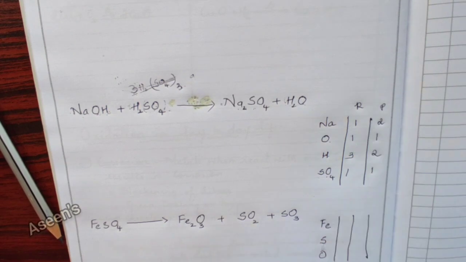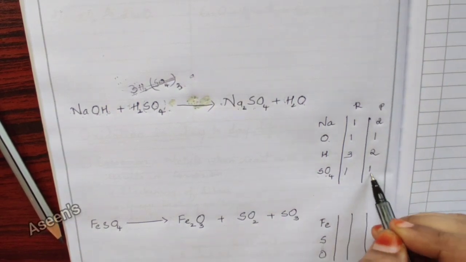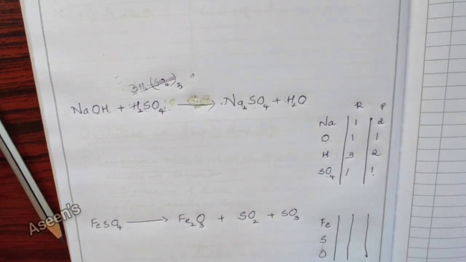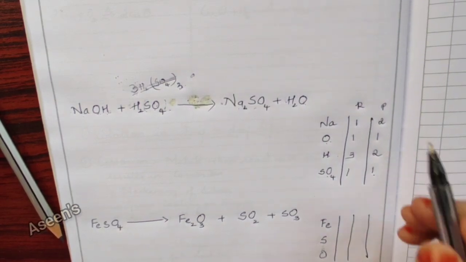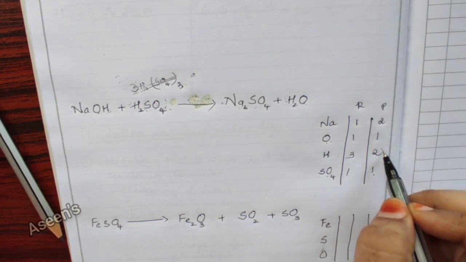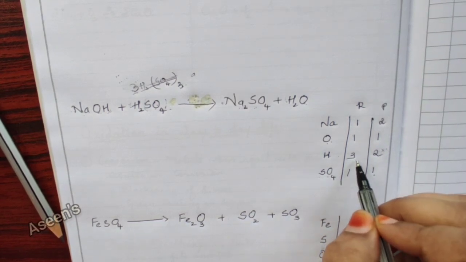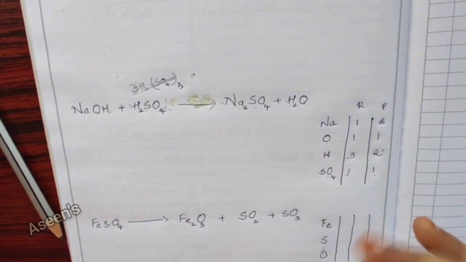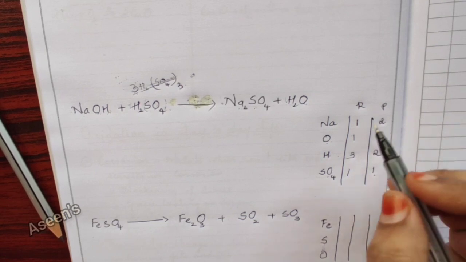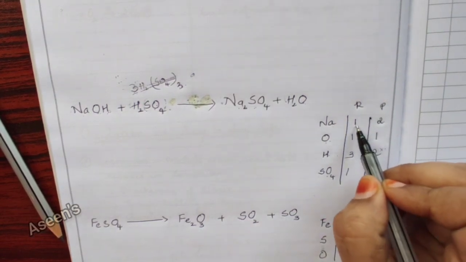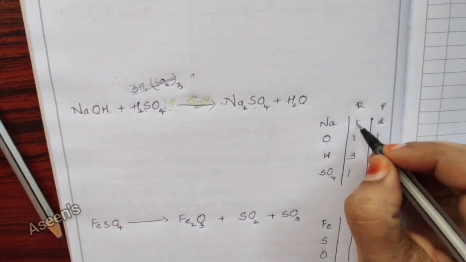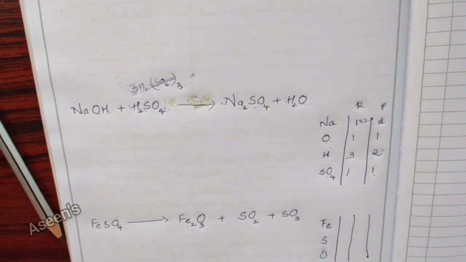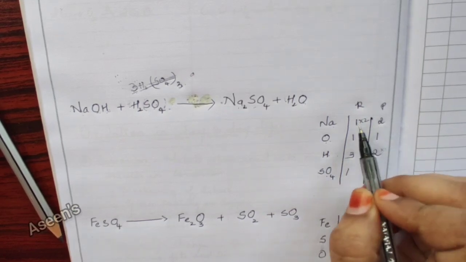Now I need to have a look over here. My SO4 is balanced, my oxygen is balanced, my unbalanced ones are sodium and hydrogen. Now what I need to do is, see here, 2 cannot be multiplied with anything to make 3. We need to multiply over here, no addition. So I will deal with this later. What I'm going to do is, I'm going to deal with sodium first. Since I have 1 and 2 on the reactant side, if I multiply this with 2, it's going to get balanced.